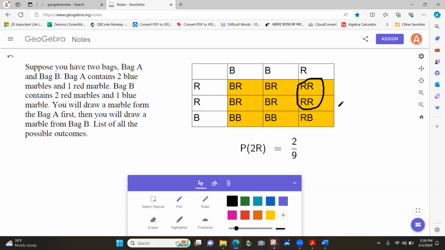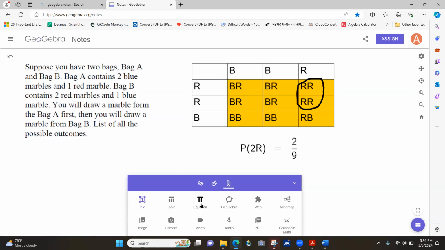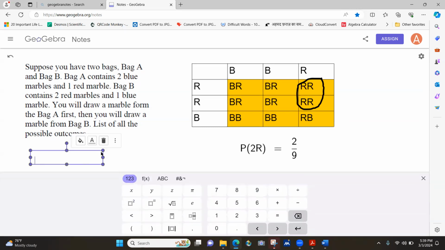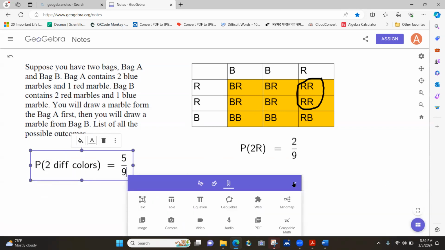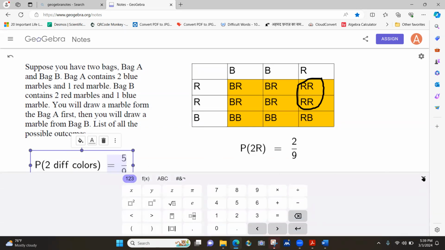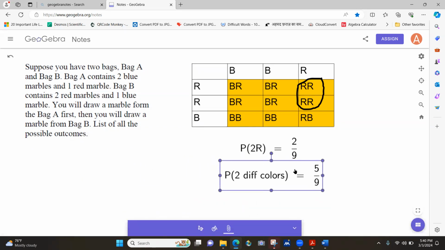What's the probability of getting 2 marbles of different colors? See if we can do that. Probability of 2 different colors, and that's going to be BR, BR, BR, BR, RB. Don't forget this. That's 5 out of 9, right? Probability of getting 2 marbles of different colors is 5 out of 9.